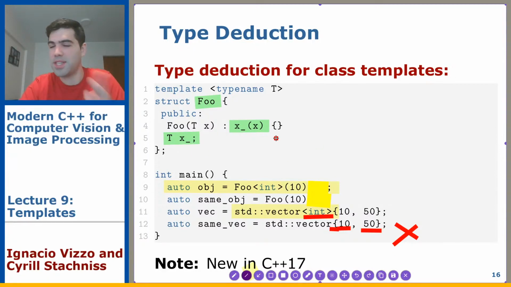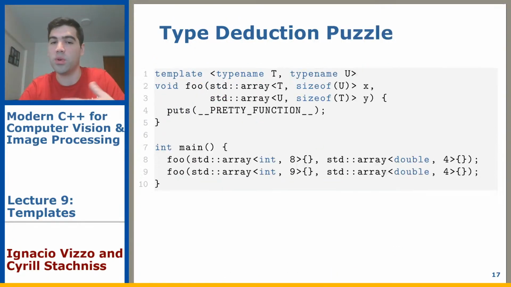So that's just an example of how type deduction works with classes. Actually, this is something I would like to do live, to show how this works. But I will just leave it, and ideally you try to think about this puzzle on your own, and then we can discuss it on the Discord channel.